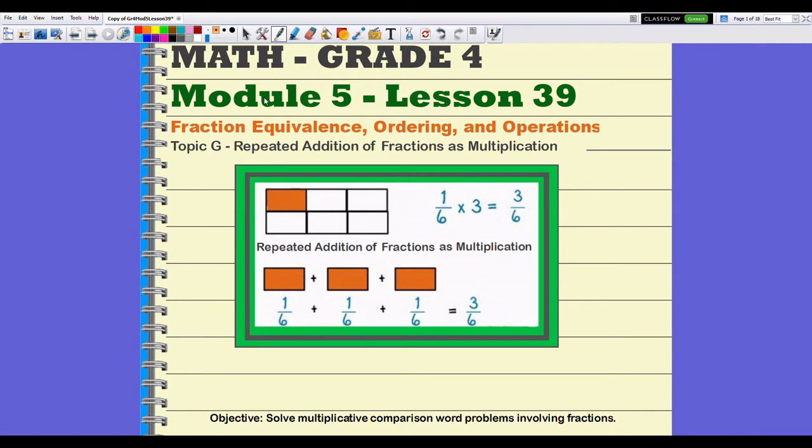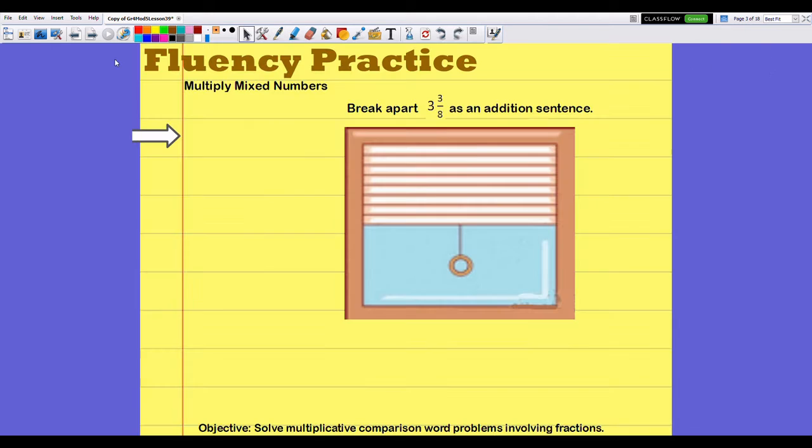Math Grade 4 Module 5 Lesson 39: Fraction Equivalence, Ordering, and Operations. Topic G: Repeated additions of fractions as multiplication. Objective: Solve multiplication, comparison, and word problems involving fractions.